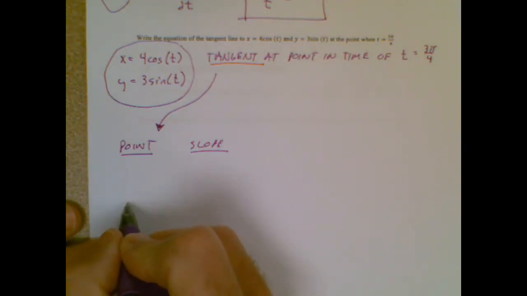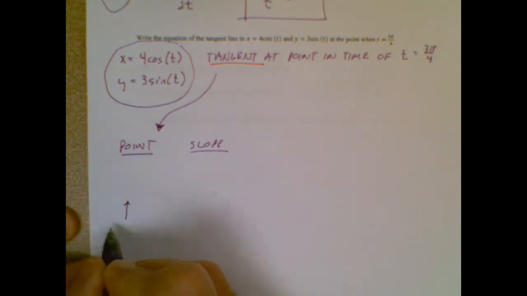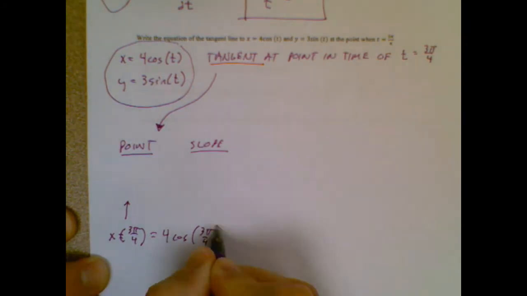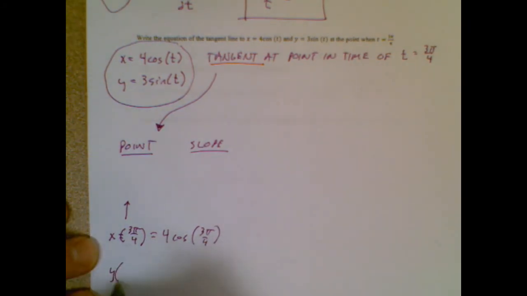Getting the point is as straightforward as plugging into your equations. So I have an x equation, and I'm going to plug in 3 pi over 4. And I'm going to do the same thing to the y equation. I'm going to plug in 3 pi over 4. And now I have my xy coordinate.